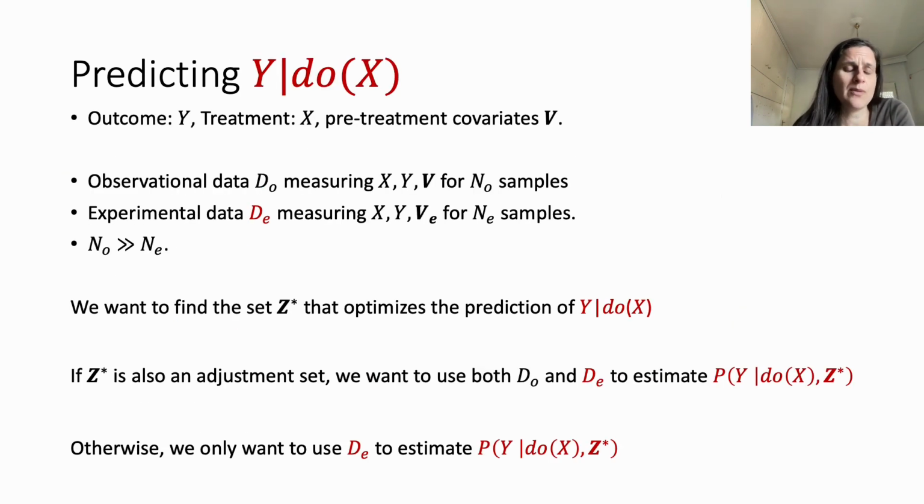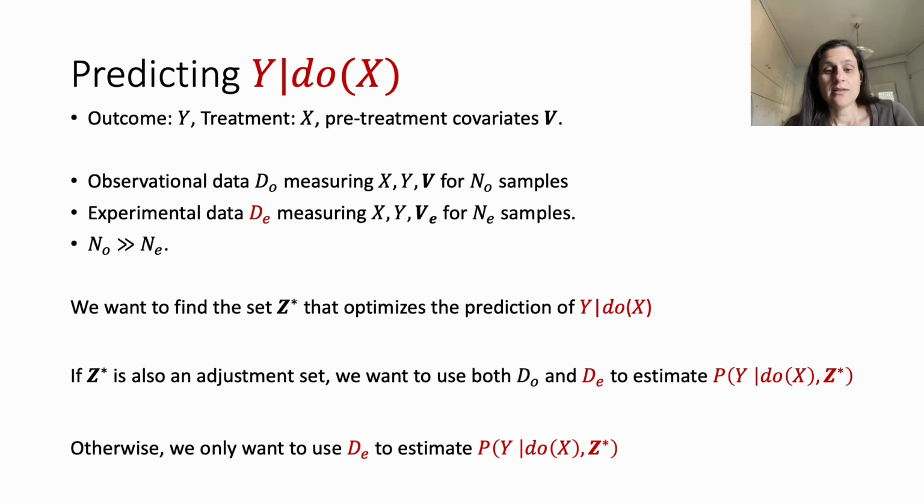So we have our outcome and our treatment and our pre-treatment covariates, and we have observational data measuring all of that for a lot of samples, and then experimental data measuring our treatment, our outcome, and possibly a subset of these covariates for a number of samples that we assume is much, much smaller than the observational data, because that's what happens usually. And we want to find the best set, the set that optimizes our prediction for y given do of x. Let's call this set z prime.